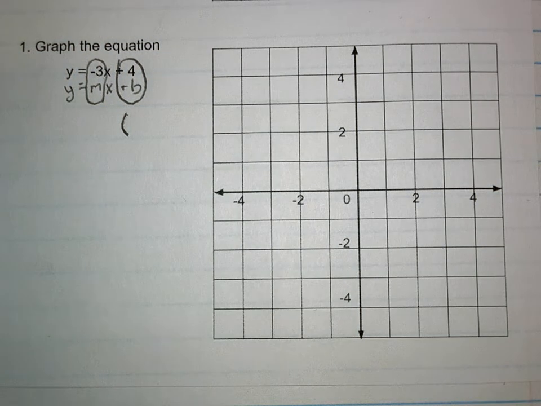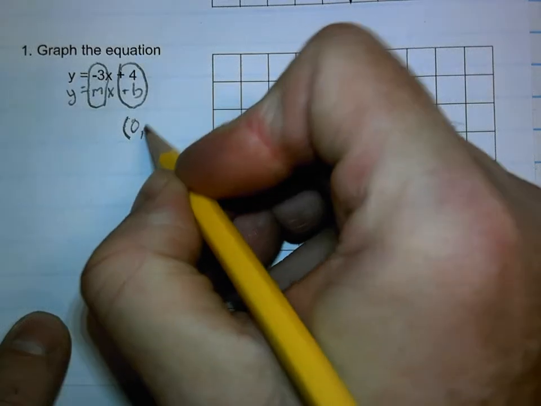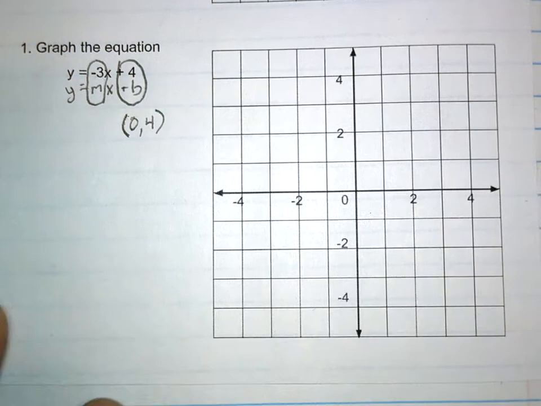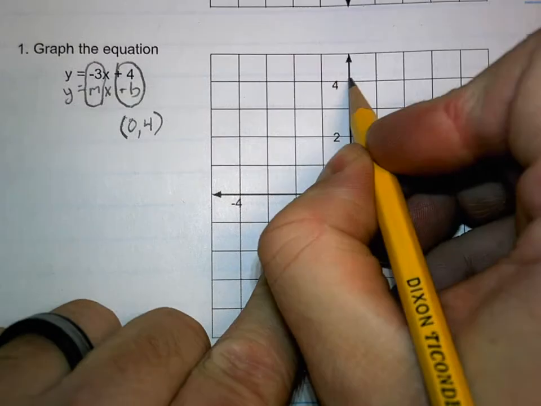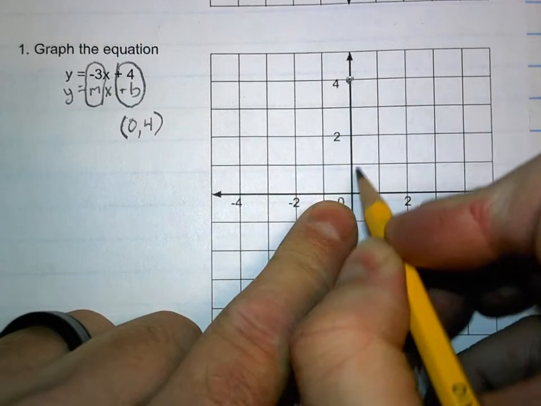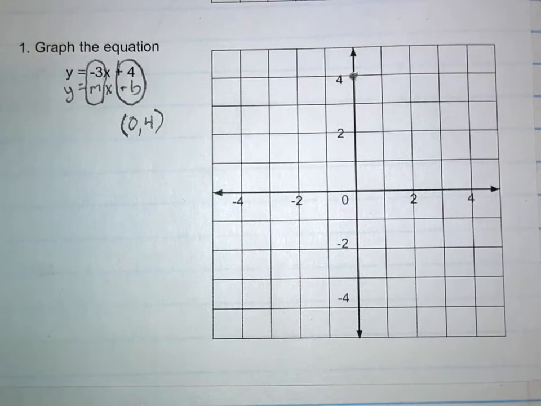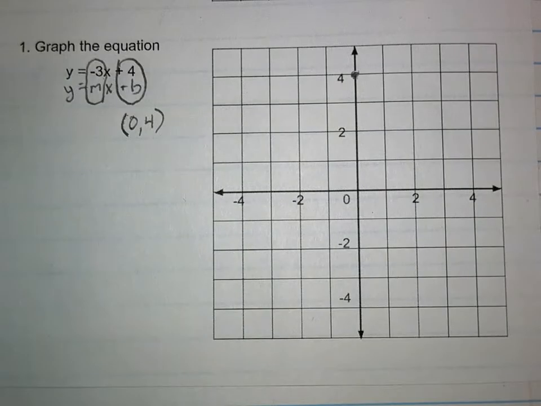What's the x coordinate for b? 0. 0, comma, 4. Can we plot that one pretty easily? Yeah, we're going to go up here to 4. 0, comma 4. We are going to run into a little problem here. It's negative. Okay, negative slope.